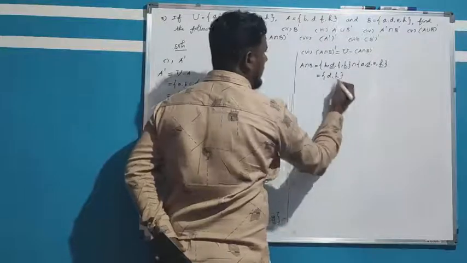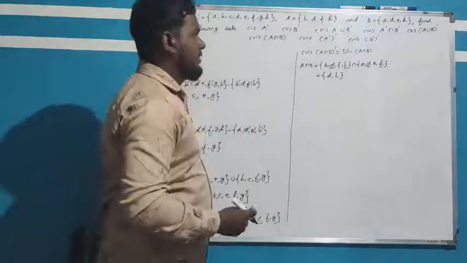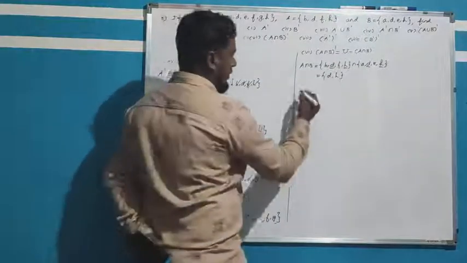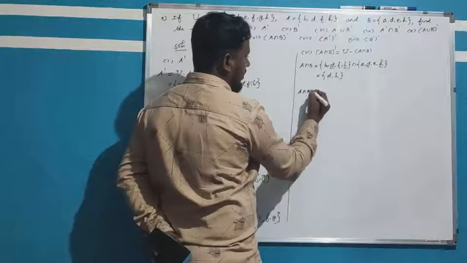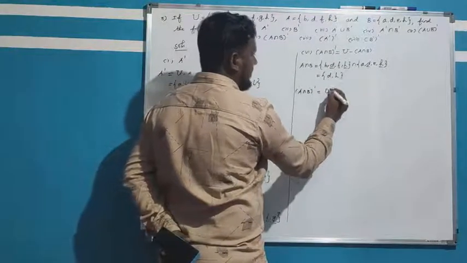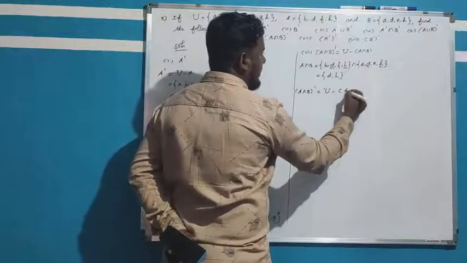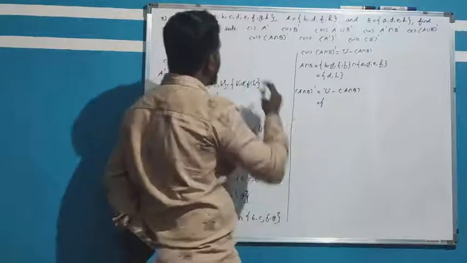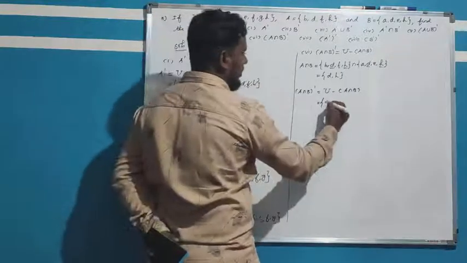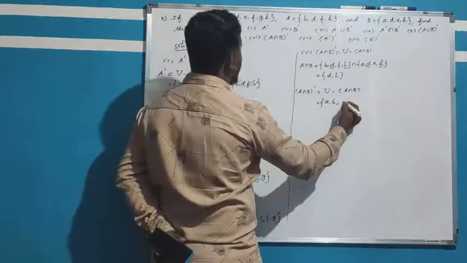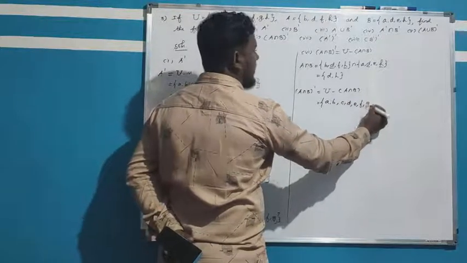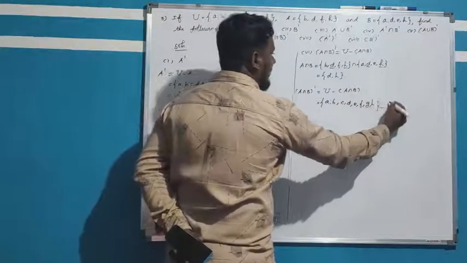Next we can find (A intersection B)'. So (A intersection B)' is equal to the universal set minus (A intersection B). So what is the universal set? The universal set is A, B, C, D, E, F, G, H. Now, the difference.